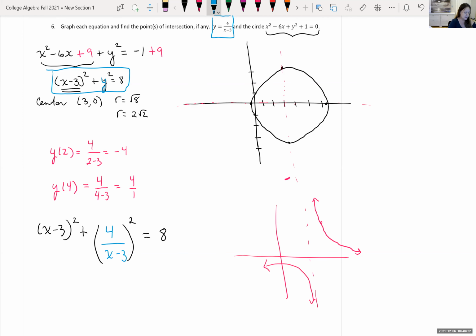So let's simplify this a little bit. So we have x minus 3 quantity squared plus 4 squared. So let's just square our numerator and denominator. So 4 squared is 16 all over x minus 3 quantity squared equals 8. So now we have a rational equation. And we can deal with that because it's an equation. We can clear the fractions by multiplying by our LCD. And our LCD is going to be our denominator, which is that x minus 3 quantity squared. So I'm going to want to multiply that by both sides of my equation.